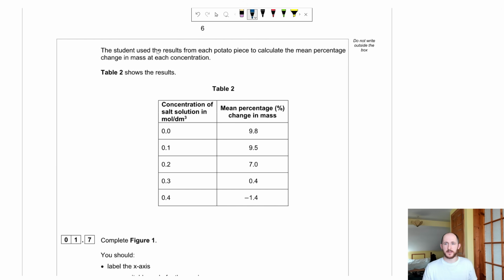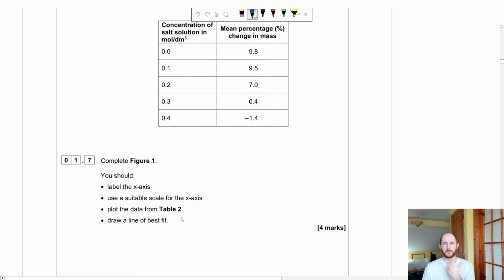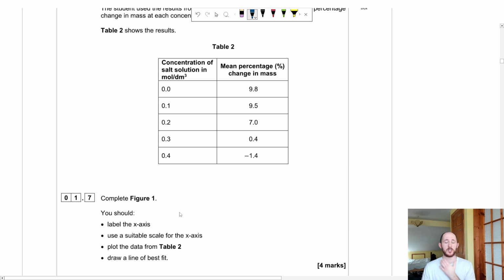After getting all these results, they wanted to calculate the mean percentage change in mass. So what they've probably done is repeated it a bunch of times for each concentration and then done the calculation. So we need to complete the figure. We need to label the x-axis, use a suitable scale, plot the data, draw a line of best fit, all of those wonderful things. So this is just plotting graphs.